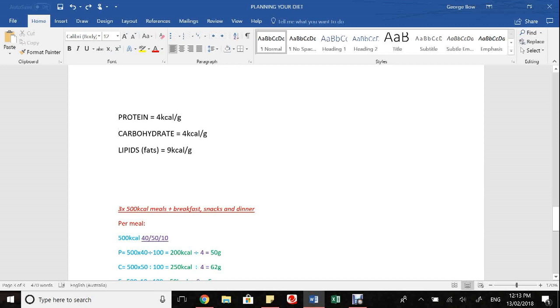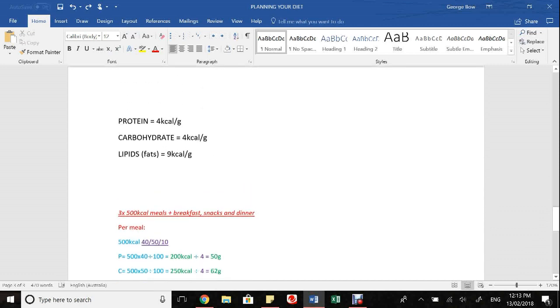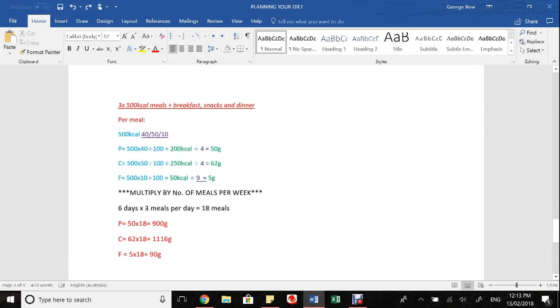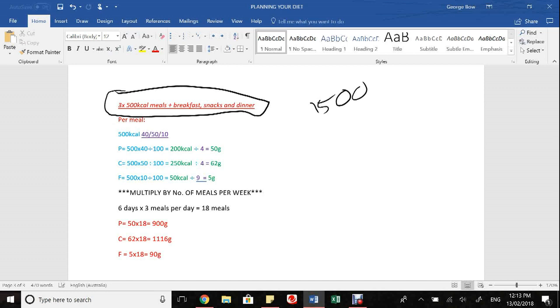So remember 4, 4, and 9, that's in calories. It's just so you can break down and calculate how much you are getting of each of those macronutrients in each of your meals or the food you're consuming, because they will be the pillars of your diet, regardless of where you get them from. So the way I'm choosing to do it, you don't have to do it this way, but this is the way I personally wish to do it. To break down those calories per day is in 3 500-calorie prepped meals plus breakfast, snacks, and dinner. So those 3 meals will give me 1,500 calories in the day, but that still leaves me with 1,722 calories for the rest of the day.